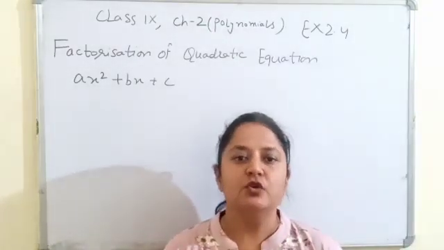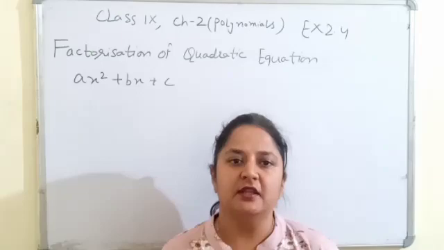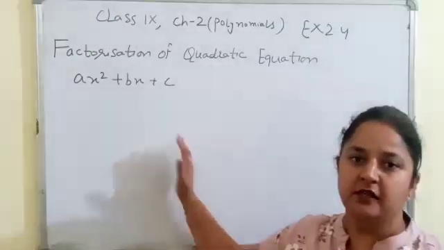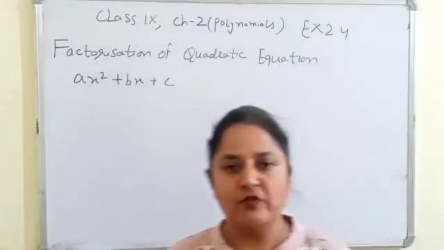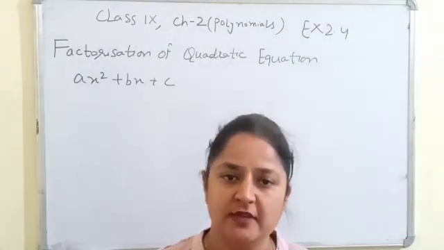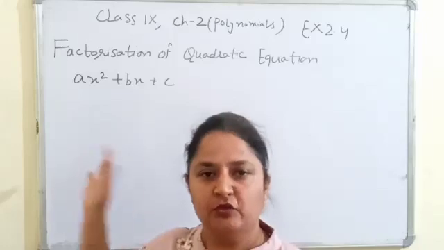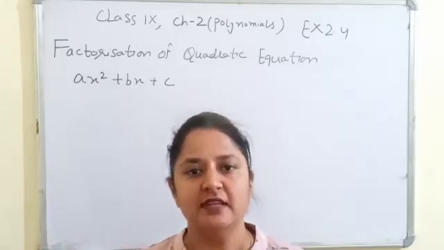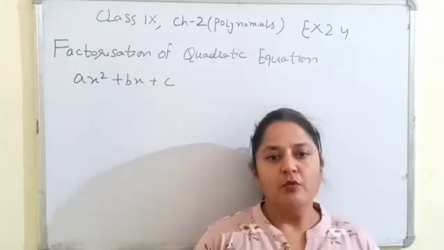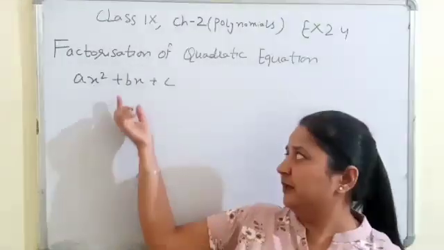Students, in class 8 you have already learned how you can make the factors for the quadratic equation. In class 8 you have already done this by using the identities of a plus b whole square or a minus b whole square, and you have also done this factorization by splitting the middle term. So in class 9 we will continue the same topic. We will learn how we can make the factors by splitting the middle term.